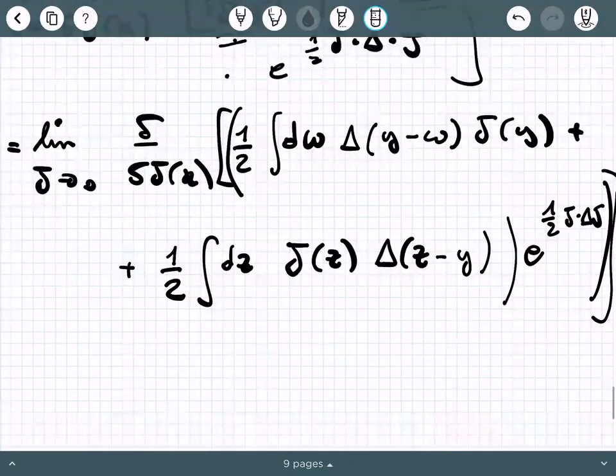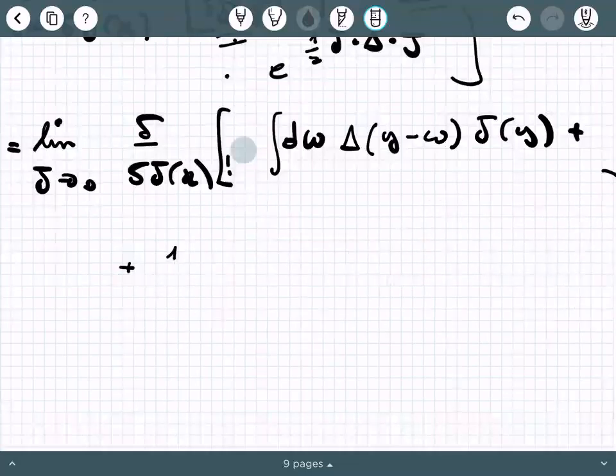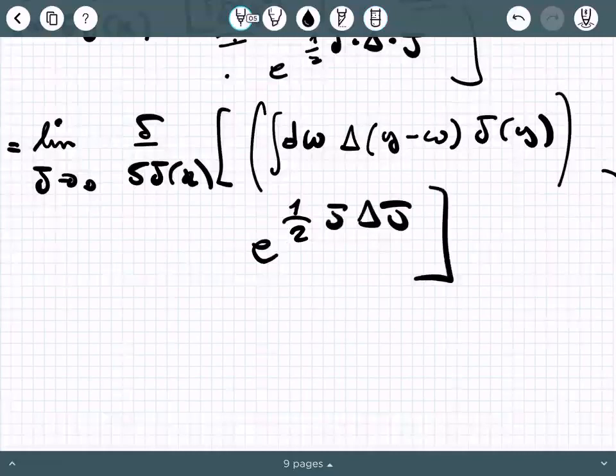We can go back here and eliminate, say, this one in favor of the 1/2 and leave only the e to the 1/2 j delta j term here. Now, what happens when I act with the second derivative?